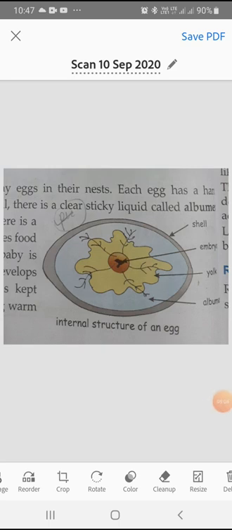Now your homework is to draw the internal structure of a bird's egg.